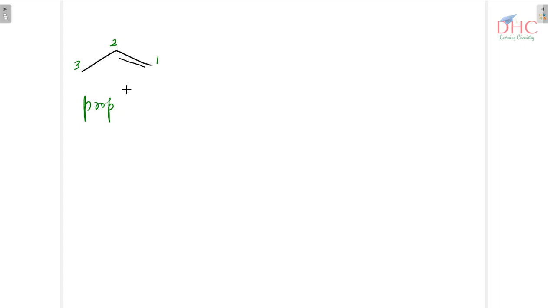Then there is primary suffix. Primary suffix can be either an, en, yn. Since there is unsaturation, that too double bond means alkene type, so you have the primary suffix as en, and the position number of that en is 1, so you have 1-ene.